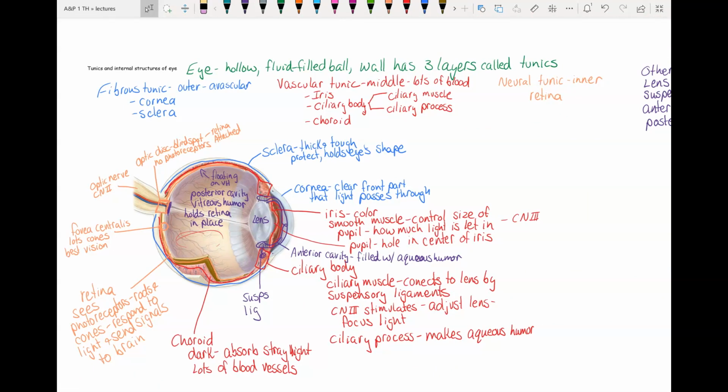Right, so there's an overview of the parts of the eye, and we'll get into more detail of how the eye works in later videos.